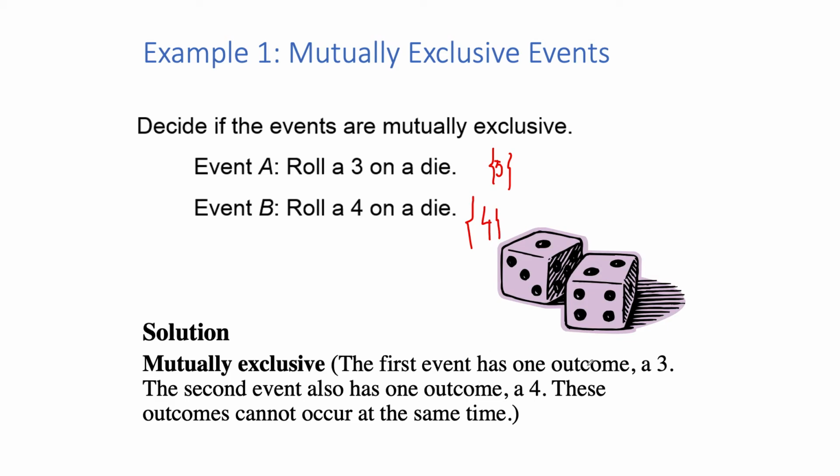So the first event has only one outcome, a 3. The second event has only one outcome, a 4. There is no common outcome between the two events. There's nothing which can show up on the die where I can say both event A and event B have happened. So these two outcomes cannot occur at the same time, and the events are mutually exclusive. If one happens, the other can't happen. Both of them can't happen at the same time. That's maybe not a full description of what mutually exclusive means, but that's a situation where the two events are mutually exclusive.